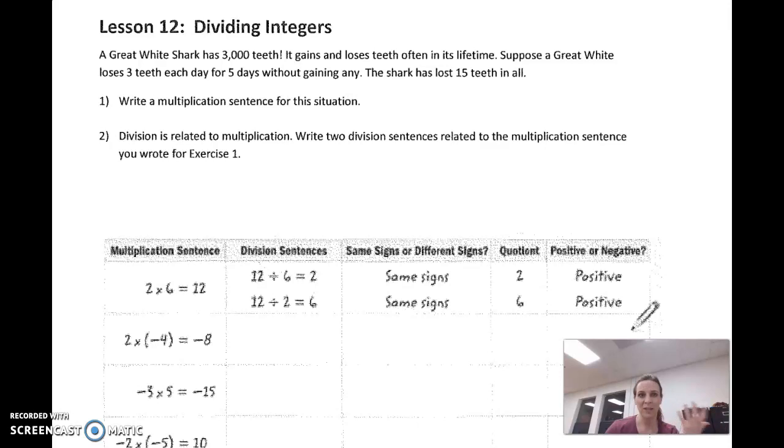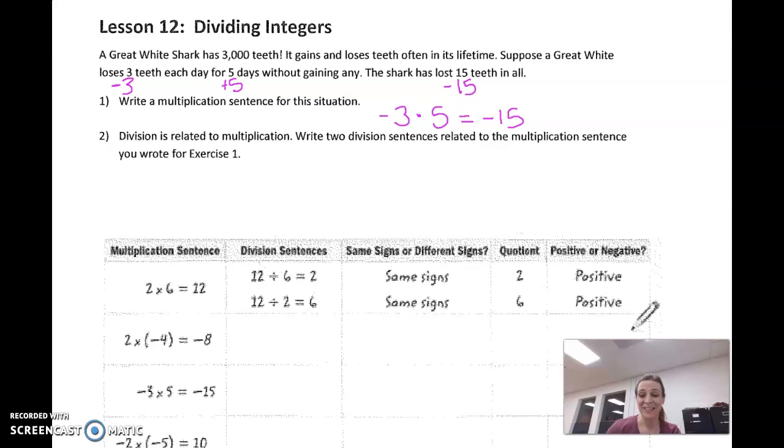So if we talk about what these mean as integers, if we're losing 3 teeth, I think that's a negative 3. If we're doing it for 5 days, I'm going to say that's a positive 5. And if they've lost 15 teeth in all, I'm going to say that's a negative 15. So if it says write a multiplication sentence for the situation, I would say negative 3 times positive 5 equals a negative 15. And we learned in our last lesson that a negative times a positive equals a negative.